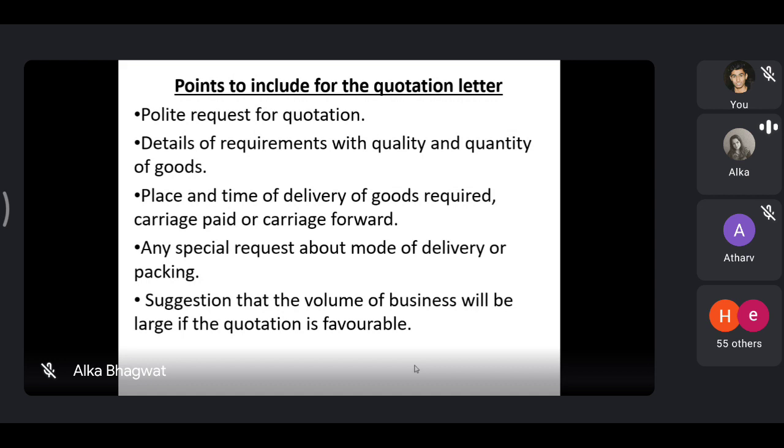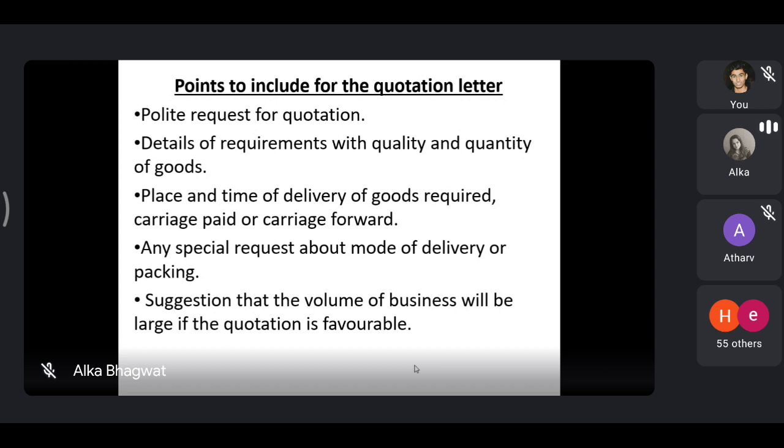That is the carriage paid, carriage forward. So whatever time and place we need our cutlery, that is when we are going to write it in the letter of quotation. Any special request about the mode of delivery or packing. So, for example, say I don't have somebody who will go and get the cutlery. So I will put a special request in the letter saying that please could you deliver it, and maybe you could charge us for whatever the travel or the charges are for the mode of delivery.